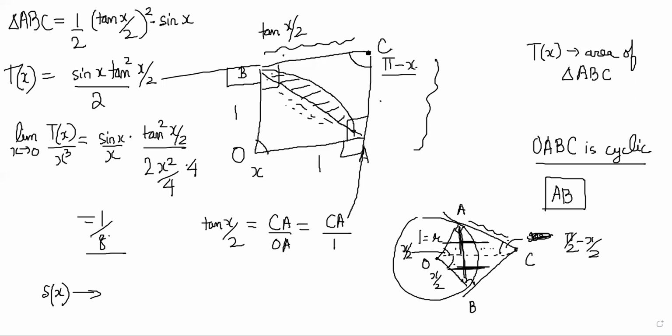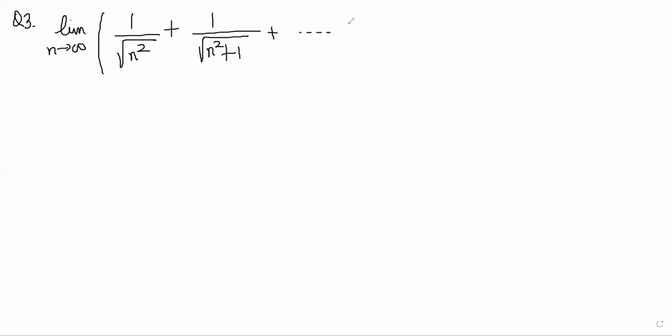Exercise 3, third and fourth one. Okay. Value of this limit: limit as n tends to infinity of 1 by root of n square plus 1, plus 1 by root of n square plus 2, and so on till n square plus 2n. That is what it is, yeah.